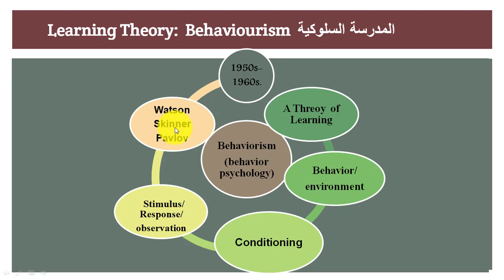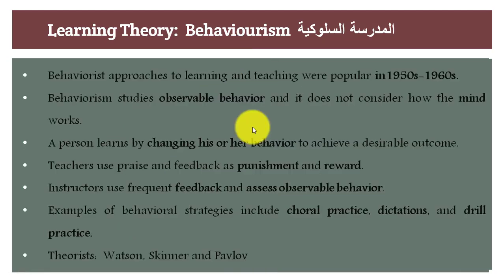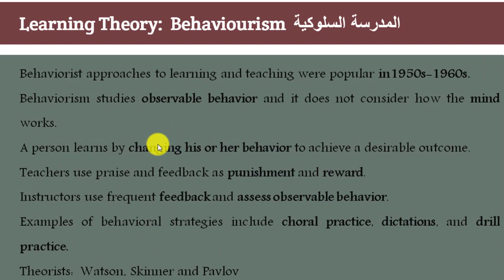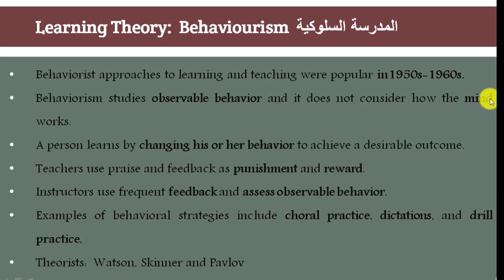As to Watson, Skinner, and Pavlov, they are considered as pioneers or the main theorists of this school. They are very known by their experiments such as Pavlov's dog, Skinner box, Watson and Rayner's little Albert experiment. Now, briefly, behaviorist approaches to learning and teaching were popular in the 50s and the 60s. Behaviorism studies observable behavior and it does not consider how the mind works.